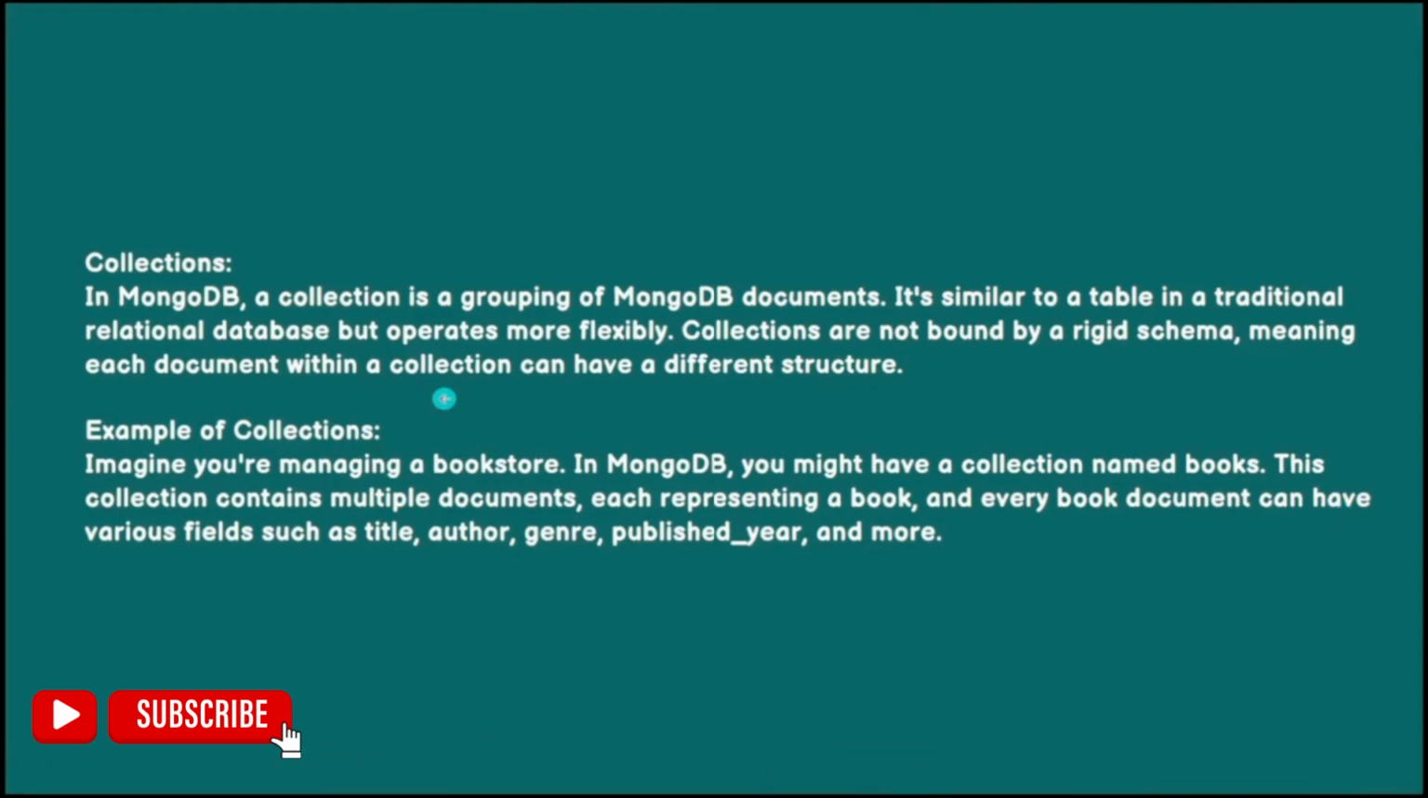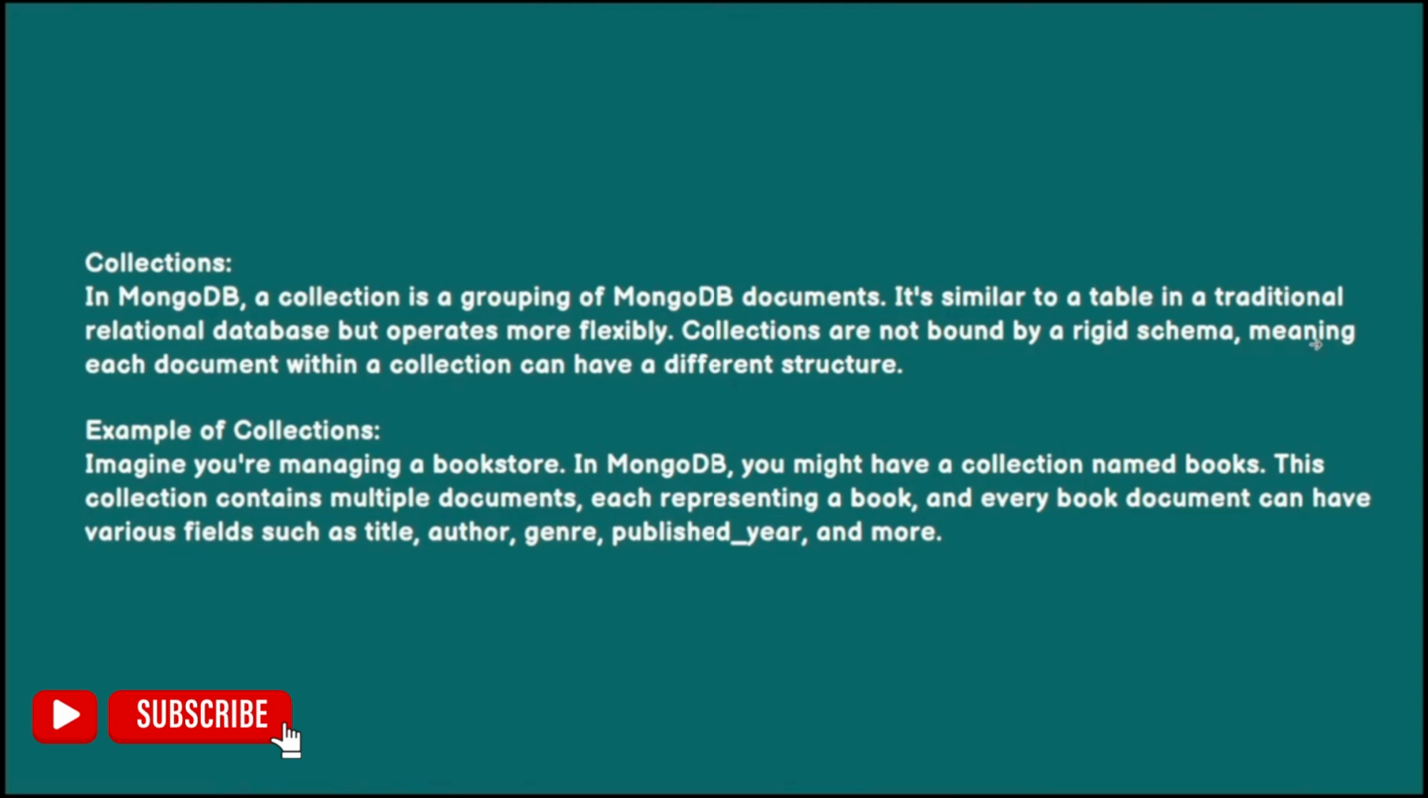So what are collections? In MongoDB, a collection is a grouping of MongoDB documents. It's similar to a table in traditional databases, and it actually gives more flexibility in MongoDB. Collections are not bound by a rigid schema, meaning each document within a collection can have a different structure. As you know, MongoDB has a lot of flexibility, so you don't need to define any kind of format. That means my collection would only have username, email, password, nothing more can be added, or nothing less can be added. In MongoDB it's not like that. You can add any extra fields or very few fields, it's totally up to you, right?